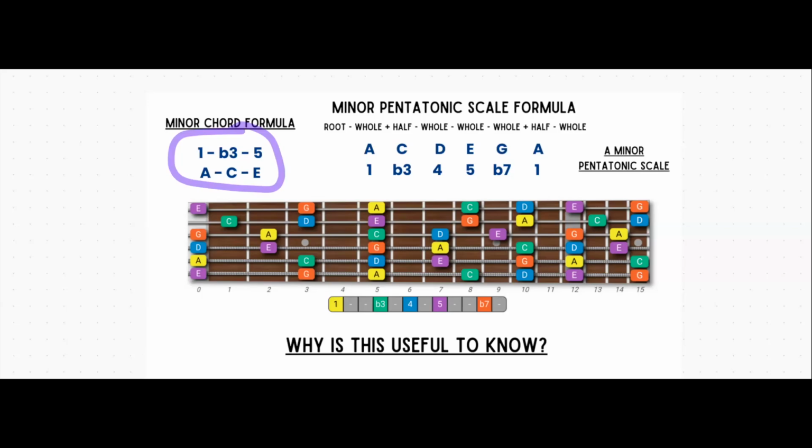Again, this is what we used before. I'm using the same examples so you can see clearly. This is the minor pentatonic scale again. Here's the whole half formula. Here's the number formula. Here is the minor chord formula. Now, why is this useful? Take the minor pentatonic and you have all of these notes in it. The 1, the flat 3, and the 5 are all in the minor pentatonic scale. So all of these notes are in here for this chord. There are two more, the 4 and the flat 7.